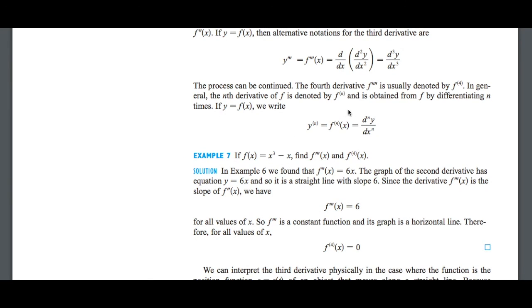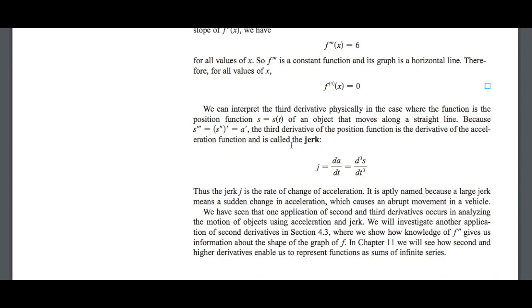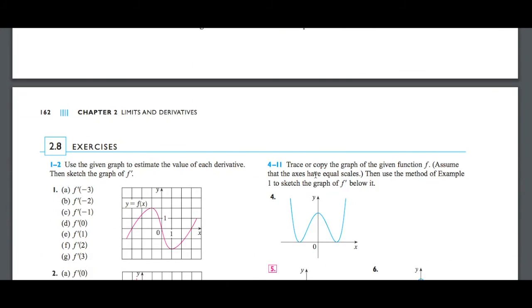The nth derivative, sometimes we use that. If you don't know how many, you take it n times. So the third derivative is also called the jerk, because a jerk means sudden change in acceleration. That's it for 2.8.